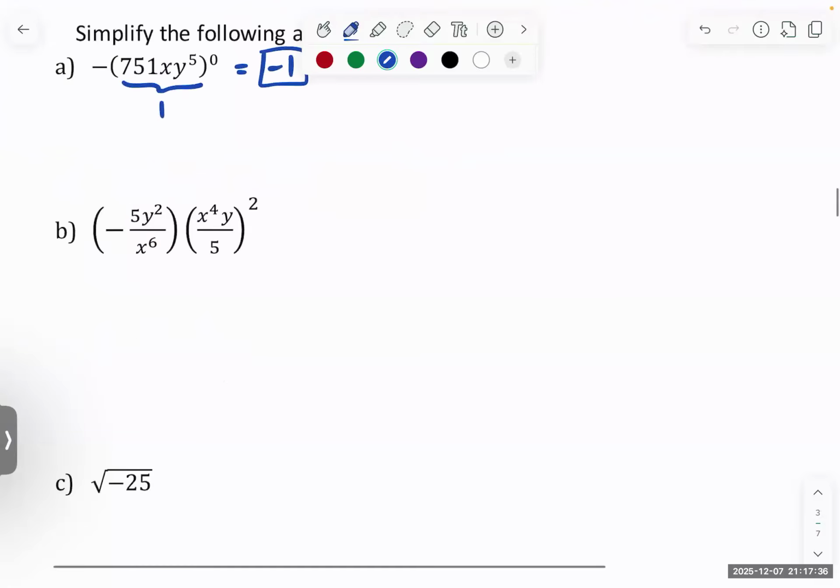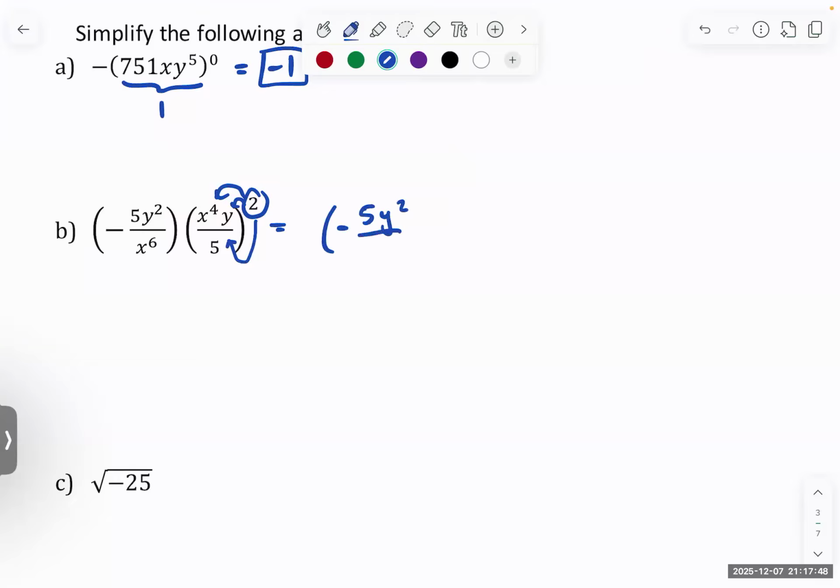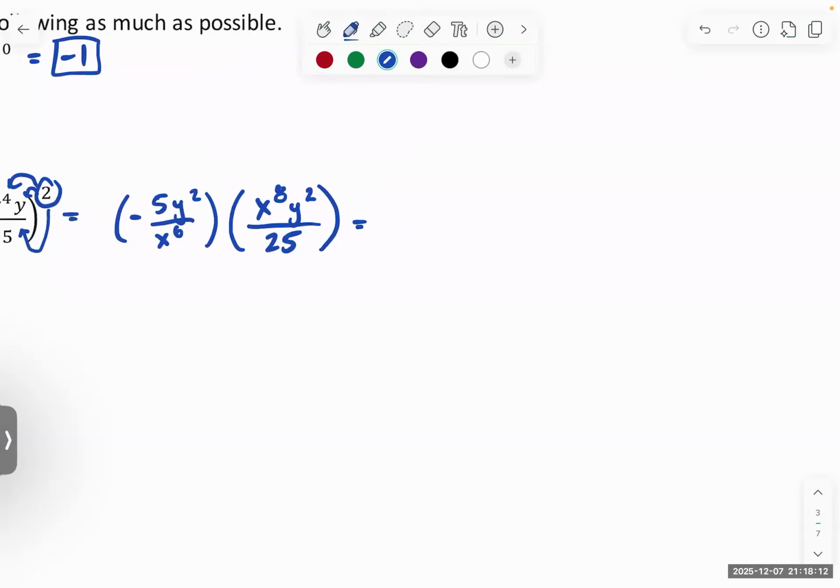For this one, you have to distribute this exponent to everything. So this is negative 5y squared over x to the power 6 times x to the power 8 times y to the power 2 all over 5 squared, which I'll just change to 25 right off the bat. And when you multiply this out, you get negative 5 x to the power 8, y to the power 4.